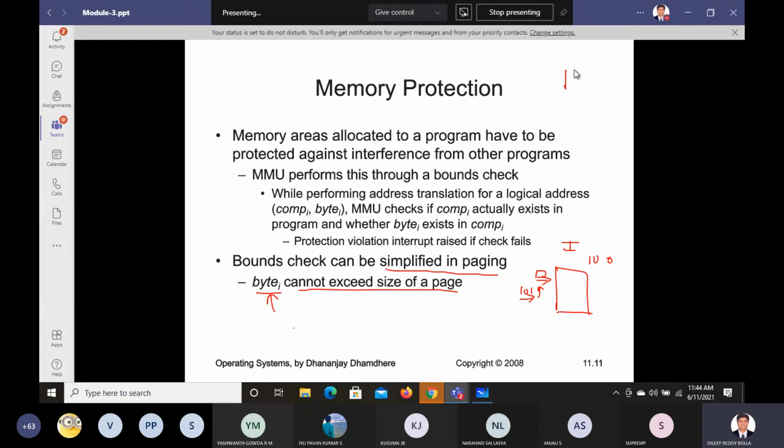Let us say you have a page that has around 24 lines. You can write in the first line, the second line, or the 24th line. If you want to write in the 25th line, it is not possible. This way we provide some security here. Is that clear? This is called a bounds check, and we can do this using this component and the byte address.